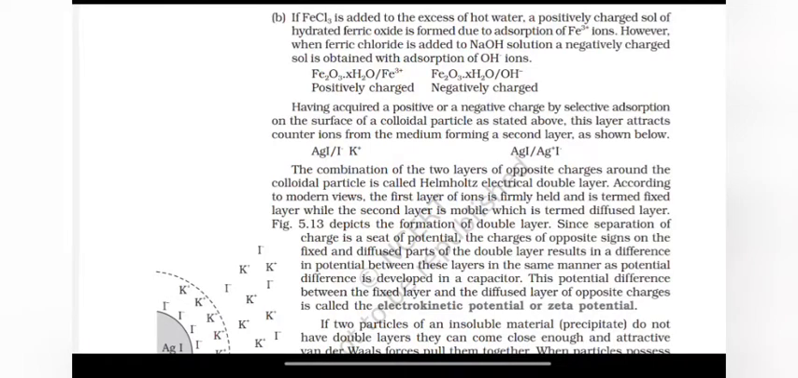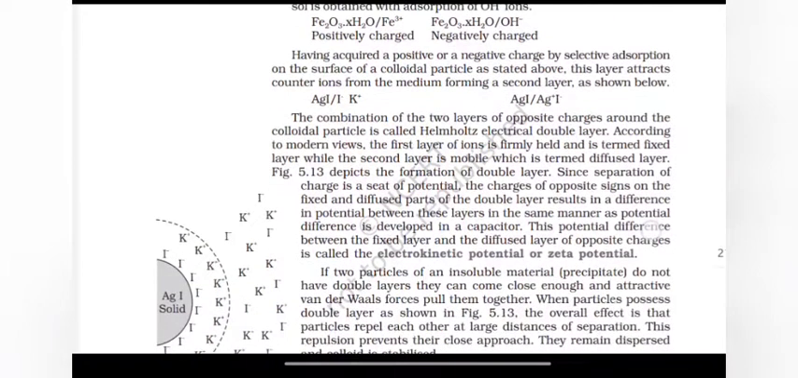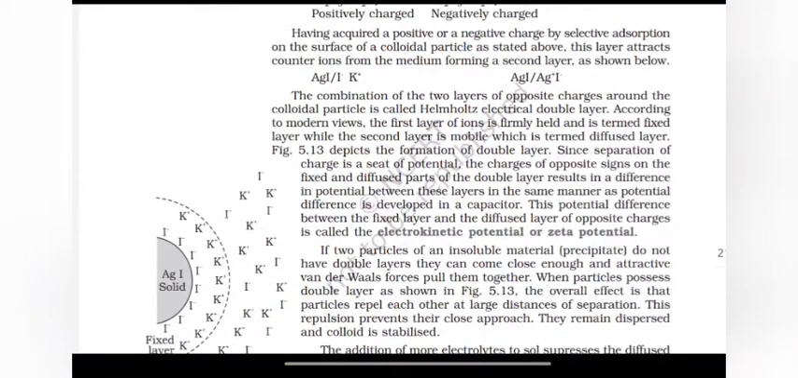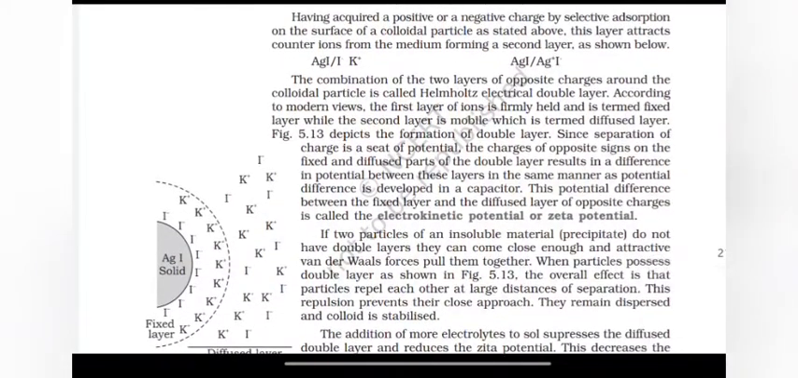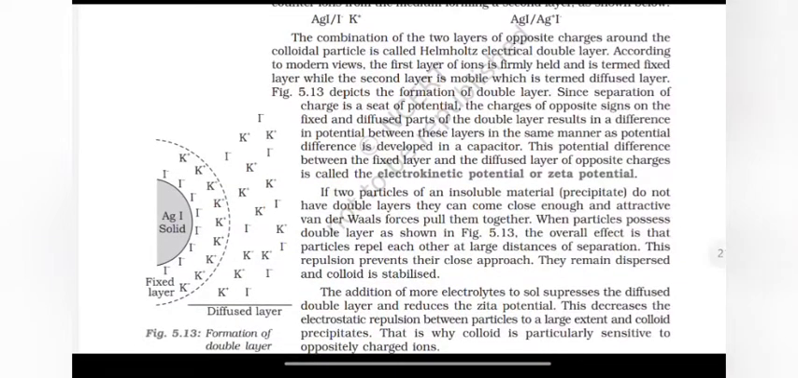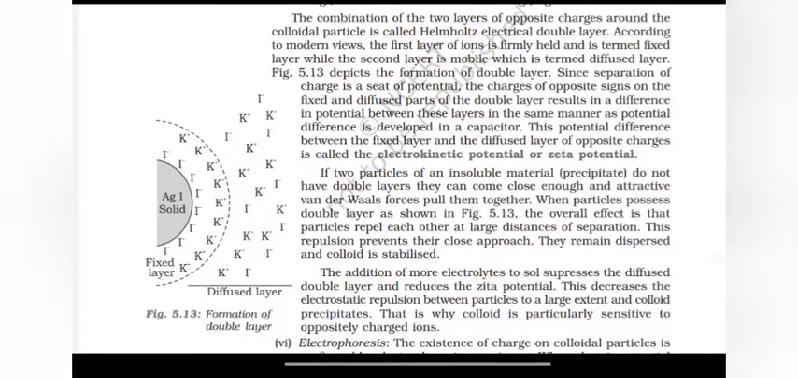However, when ferric chloride is added to NaOH solution, a negatively charged sol is obtained with adsorption of OH- ions. Having acquired a positive or negative charge by selective adsorption on the surface of colloidal particles, as stated above, this layer attracts counter ions from the medium, forming a second layer. The combination of two layers of opposite charges around the colloidal particle is called the Helmholtz electrical double layer. According to modern views, the first layer of ions is firmly held and is termed the fixed layer, while the second layer is mobile, which is termed the diffuse layer.